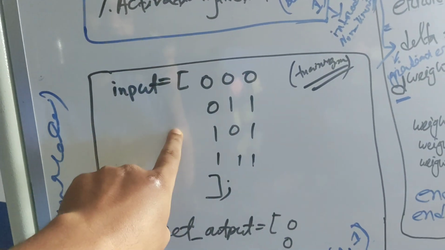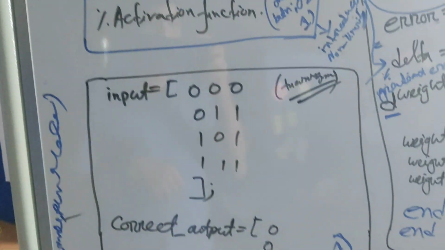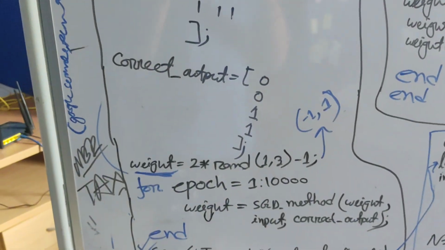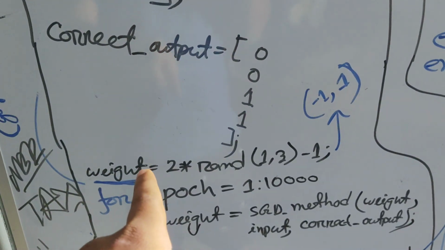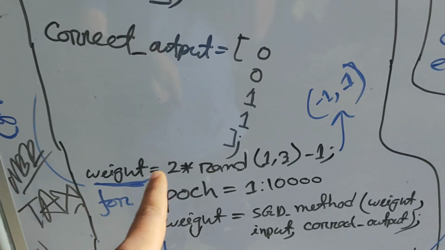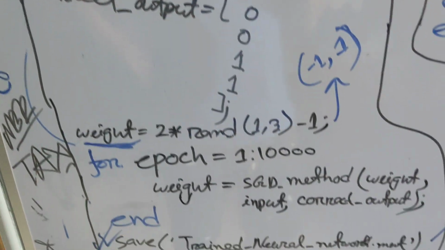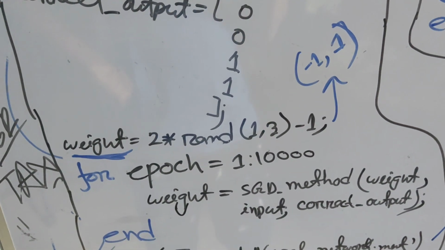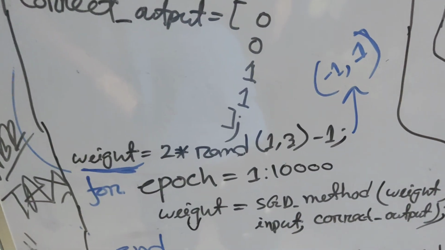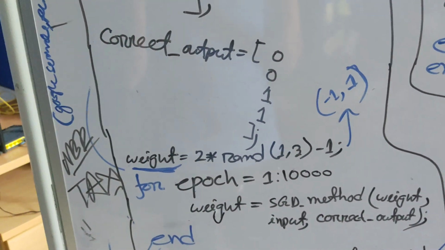So this is our input, the same input we showed you before, and this is the correct output. And this is the weight. Just remember, this is a very important thing, because this is the main thing in a neural network. It's important because it's doing the actual magic.